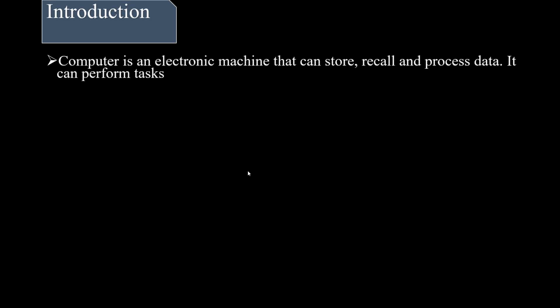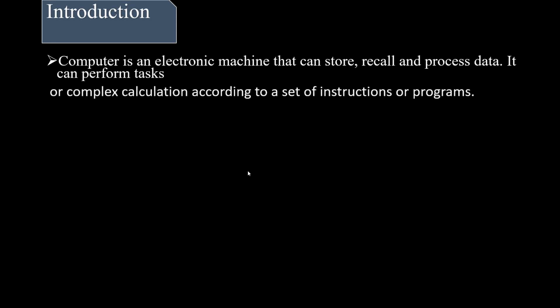Next we're going for the introduction of a computer. A computer is an electronic machine that can store and recall the flows of data. It can perform tasks. Without an electronic machine, it cannot store and recall the flows of data. And it will perform complex calculations according to a set of instruction programs. We can calculate simple problems, but we cannot calculate complex problems.